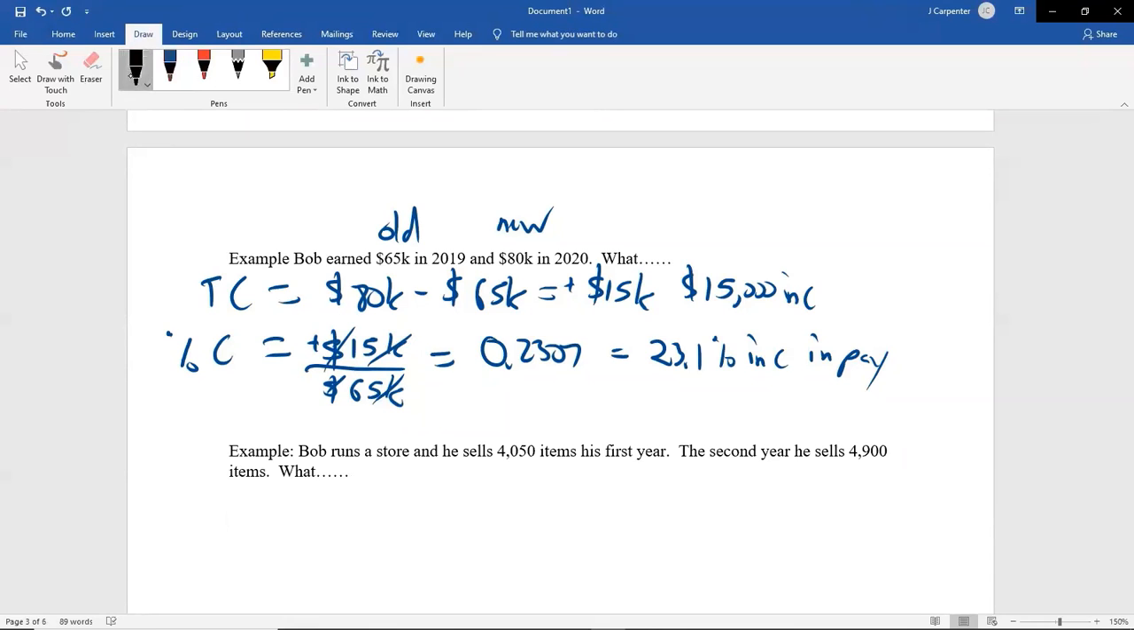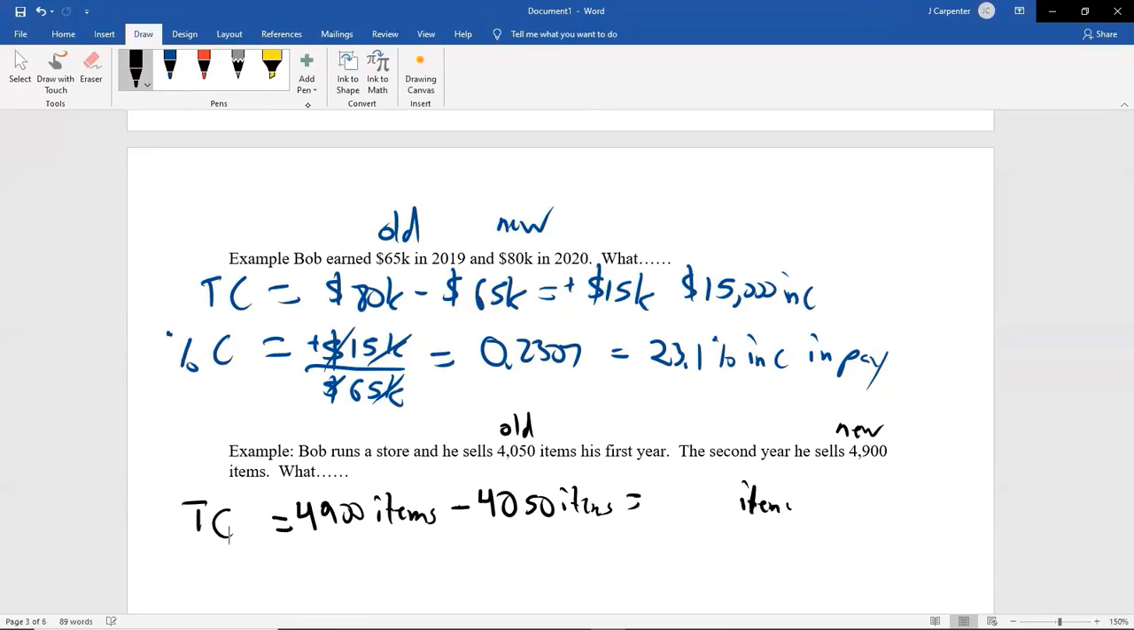And our total change, let's get back to black. I just did that in blue because I swapped numbers. So the total change is the new minus old. The 4050 is the old. The 4900 is the new. So we're doing 4,900 items, I didn't say what, we're just generalizing, minus the old amount, which was 4050 items. So whatever the subtraction is, the answer is items. 4,900 minus 4050 is going to be 850. So 850 items, and that's a positive answer.